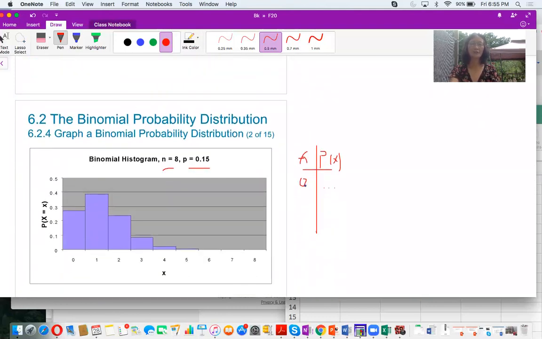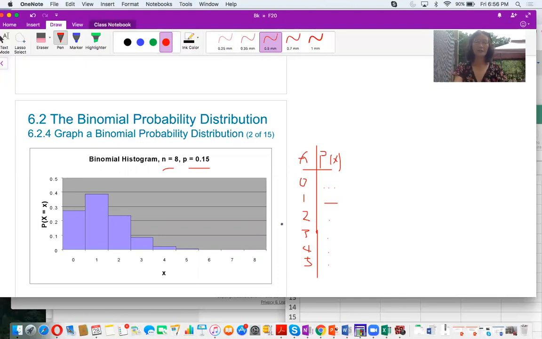When x equals 0, what is P(x)? Similarly, when x equals 1, what is P(x)? When x equals 2, what is P(x)? And 3, 4, 5, etc. You'll see the probability decreases here. And then you draw the histogram. Once you have this data, you can use Excel to draw the histogram.